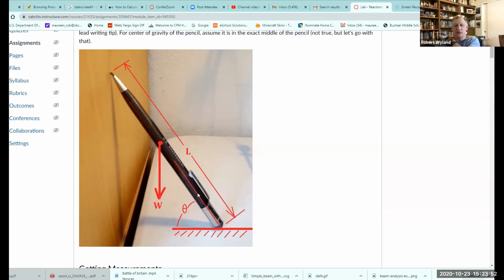So here's your pencil leaning against the wall. You'll be given the length of this. You'll be given the weight and the location of the center of gravity and the angle. And what I'm asking you to do is solve for the reaction at this wall. And we'll consider this to be a frictionless contact point. And down here, we'll consider this to be a friction point. The connection would look like a pin. And this would look like a roller.